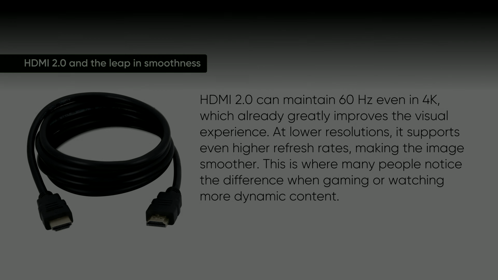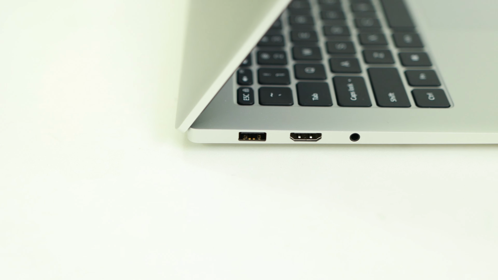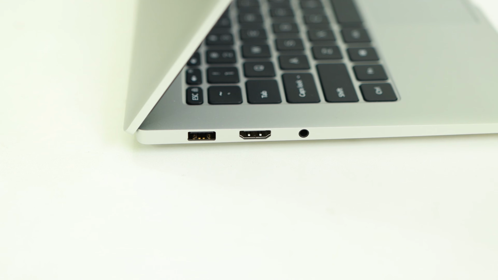HDMI 2.0 and the leap in smoothness. HDMI 2.0 can maintain 60 Hz even in 4K, which already greatly improves the visual experience. At lower resolutions, it supports even higher refresh rates, making the image smoother. This is where many people notice the difference when gaming or watching more dynamic content.